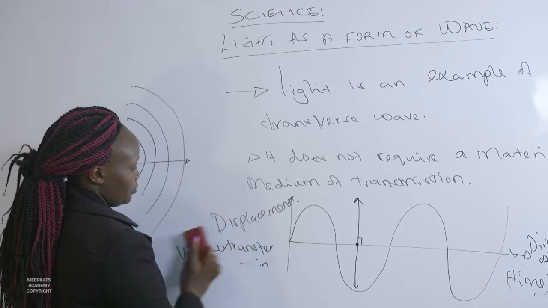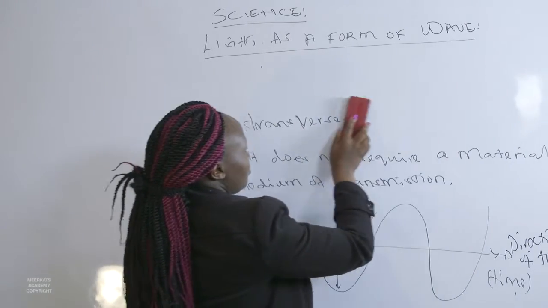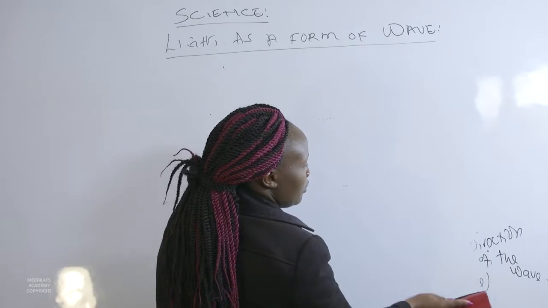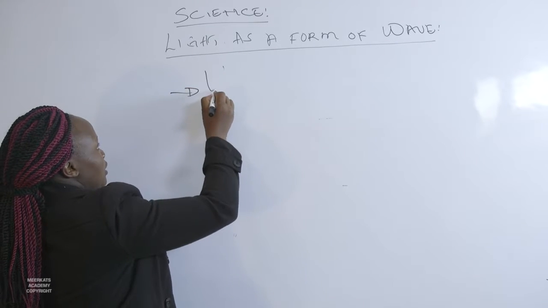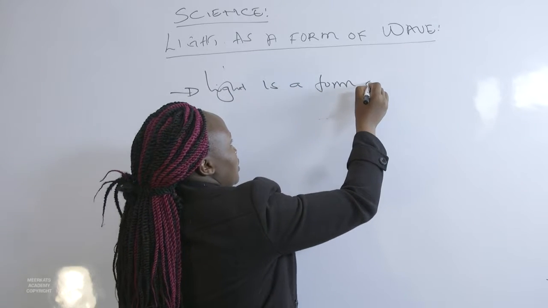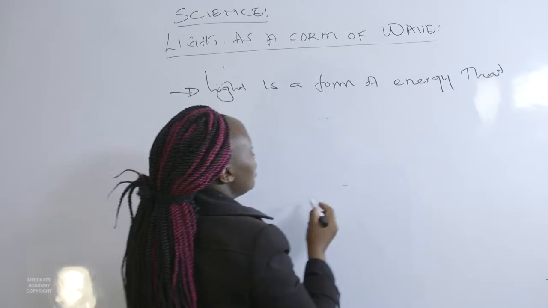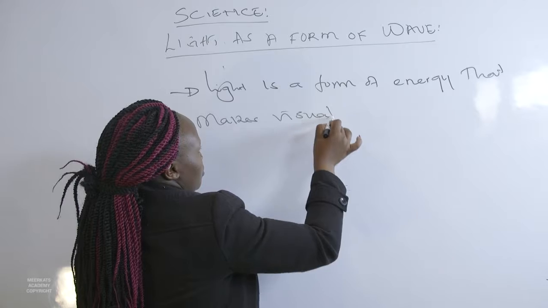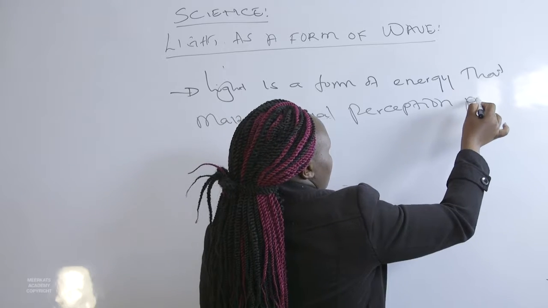Now, light in itself has many uses in our daily lives, but for our definition, we will define it as a form of energy that makes visual perception possible.